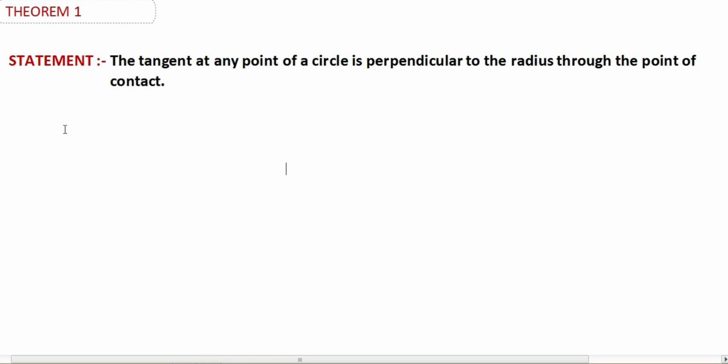Now students, in the circle we have two important theorems. The first theorem states: the tangent at any point of a circle is perpendicular to the radius through the point of contact. So a tangent at any point of a circle is perpendicular to the radius. Okay, so we draw the figure for the same.